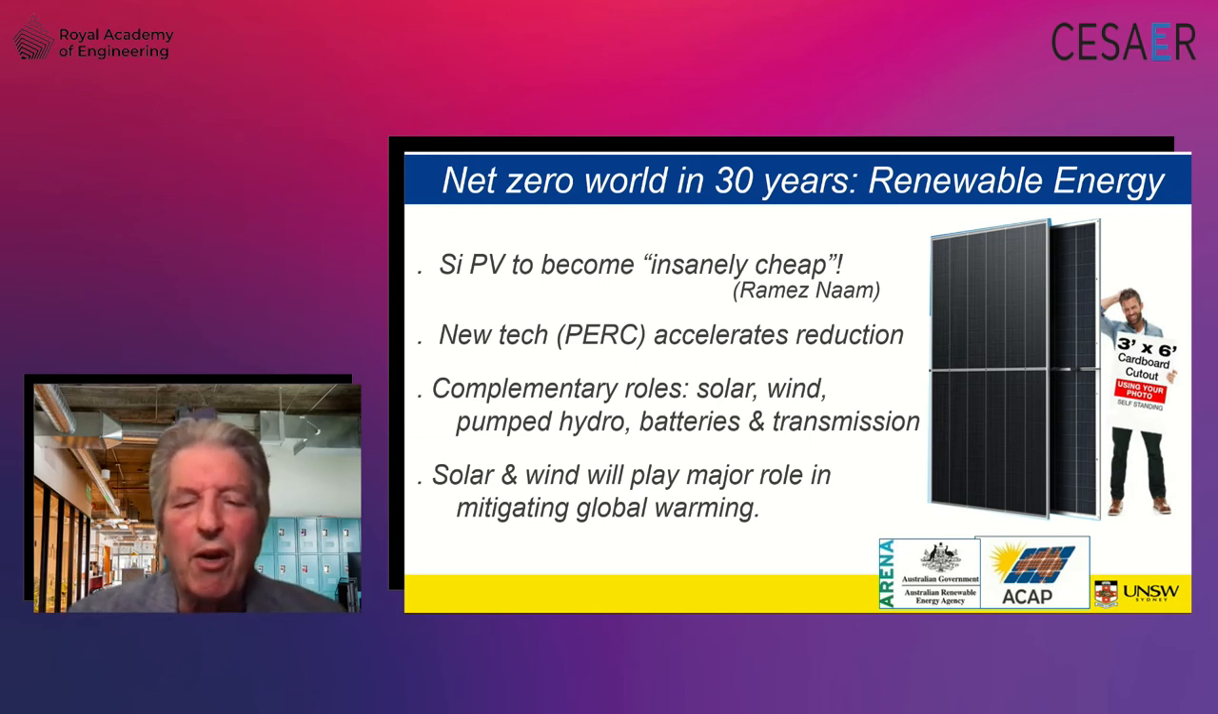There's very complementary roles between solar and wind, and we're seeing that very clearly in Australia. And pumped hydro, there's a lot of new pumped hydro capacity going in Australia, batteries, mainly lithium ion, although some redox. And transmission is the other. Beefing up the transmission is really important to take advantage of geographical diversity, and we're seeing that as well.